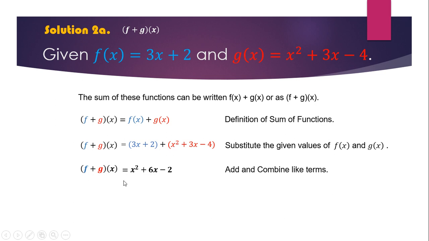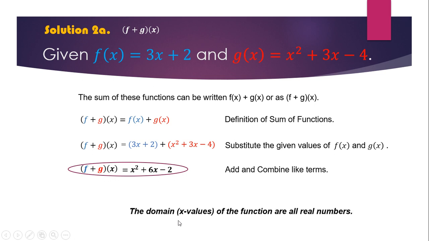So copy x squared, then add 3x plus 3x, which is 6x, then add positive 2 plus negative 4, which is equal to negative 2. Therefore, the final answer for the sum of the two functions, f plus g of x, is equal to x squared plus 6x minus 2. So the domain, or the x values of the functions, are all real numbers.